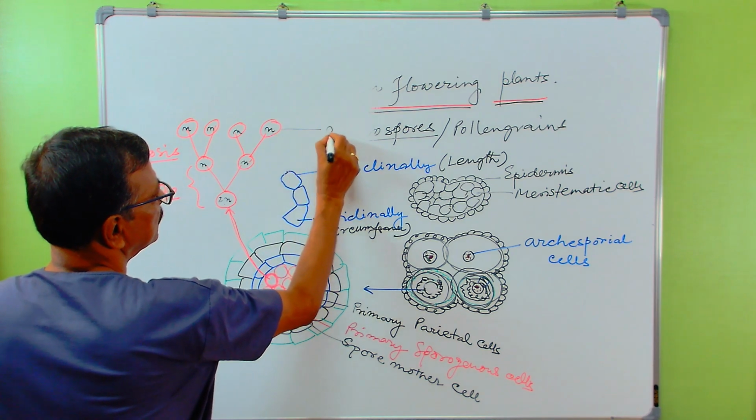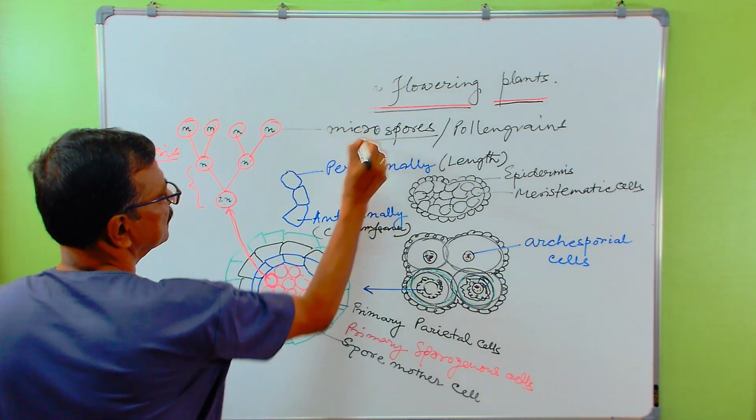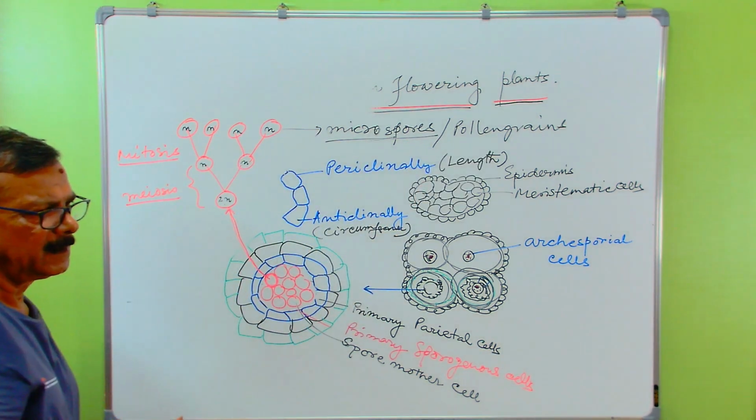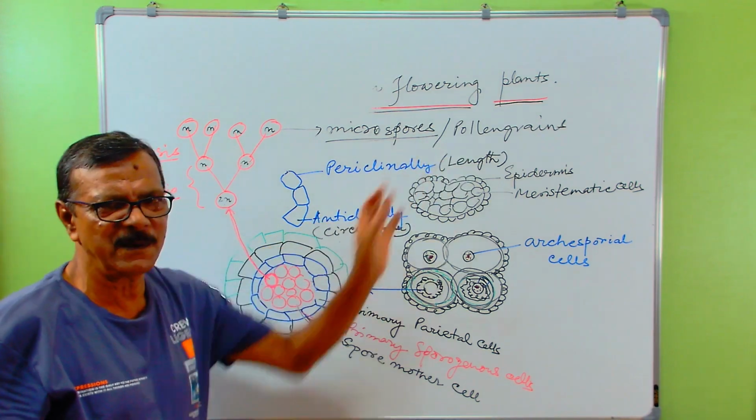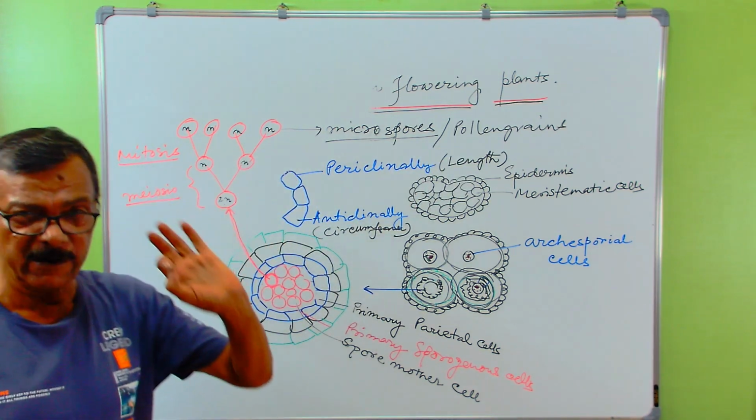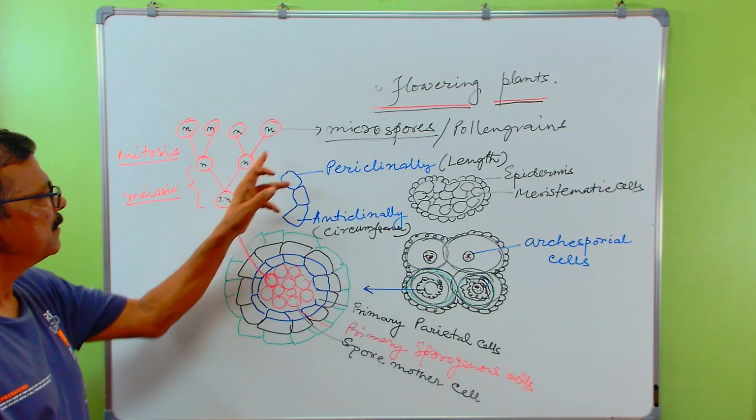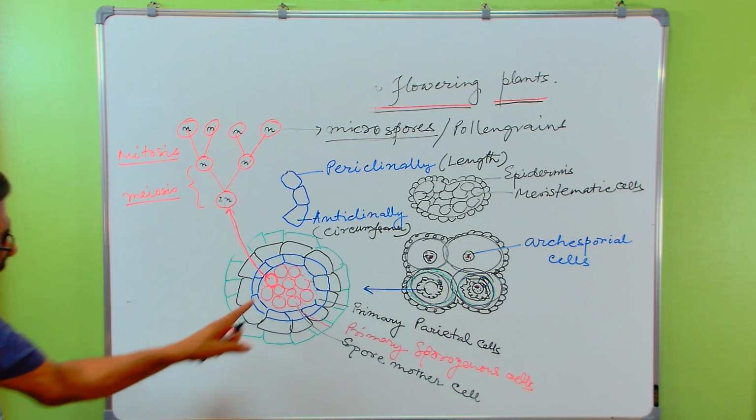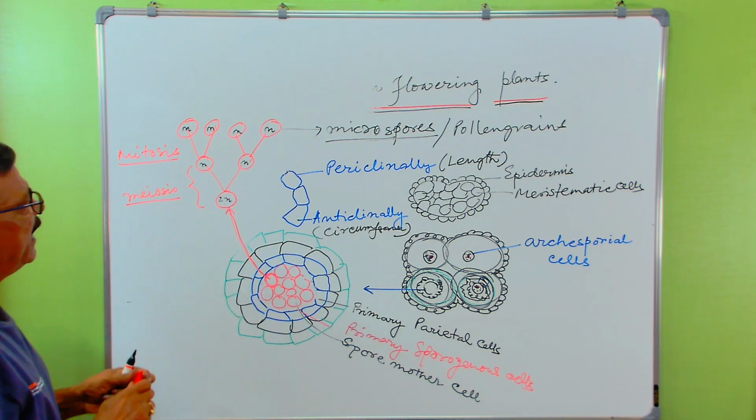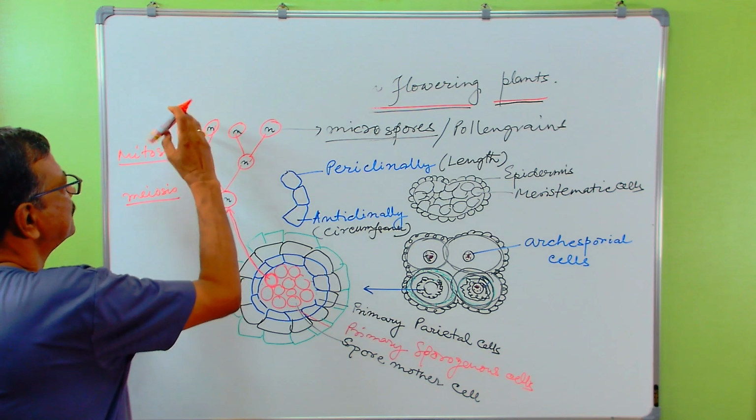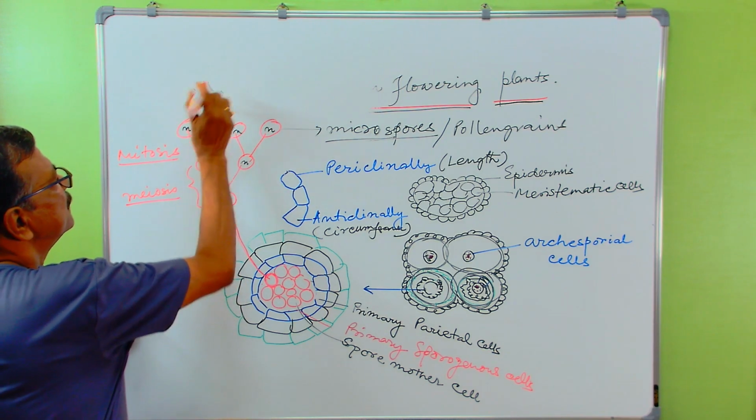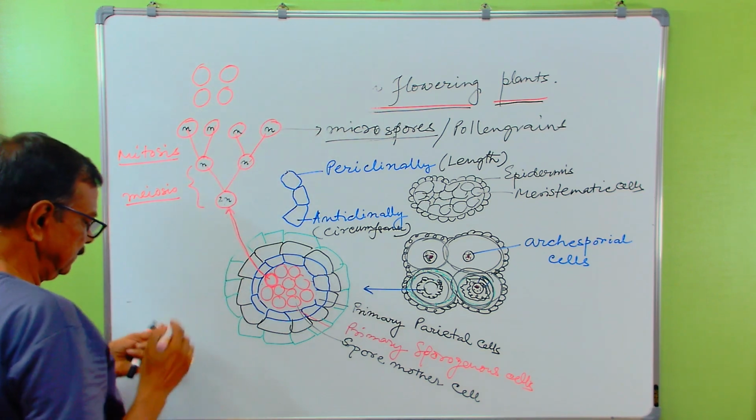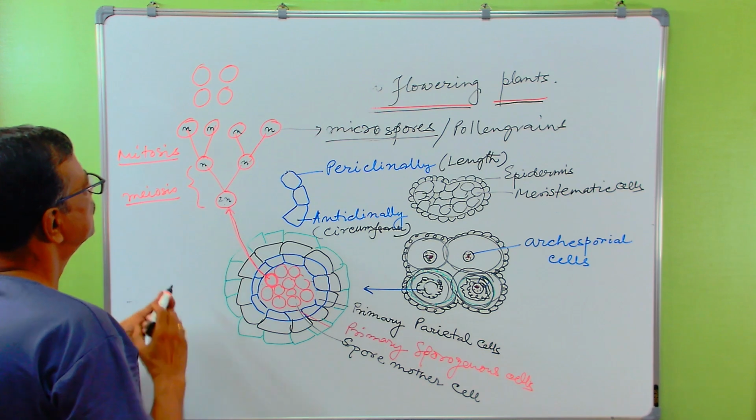Microspores are pollen grains. So microspores or pollen grains have been produced. But this is not a gamete, mind it. These are haploid. Initially, they are surrounded by a cell wall.